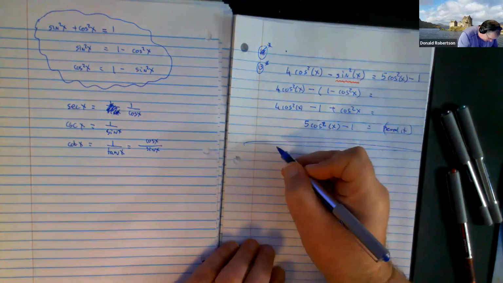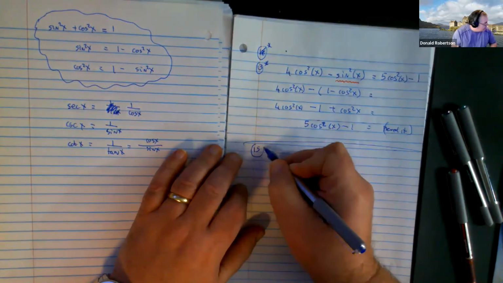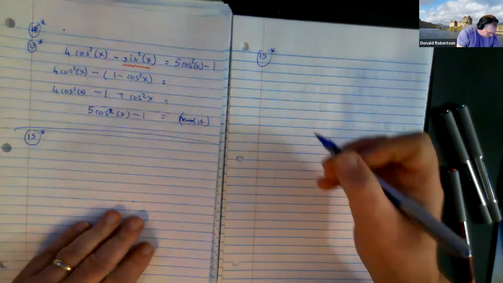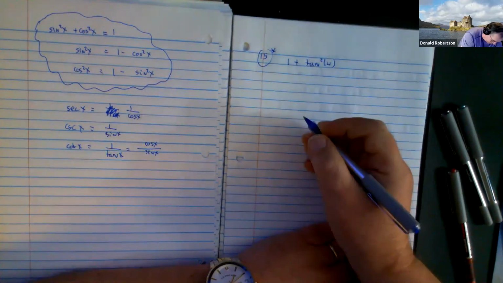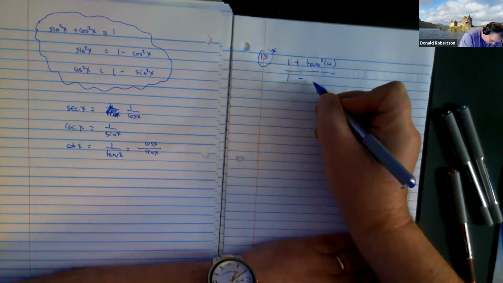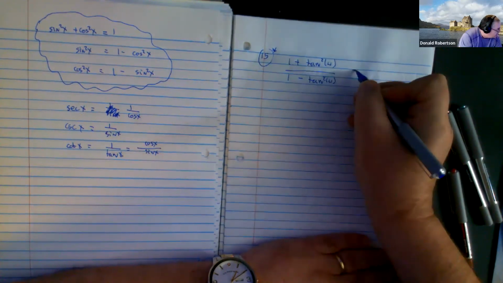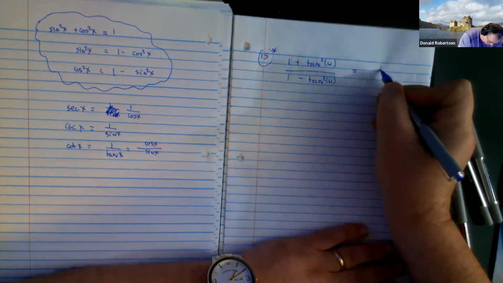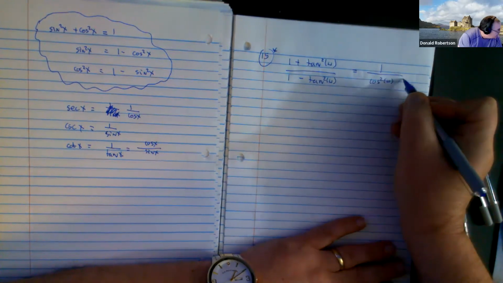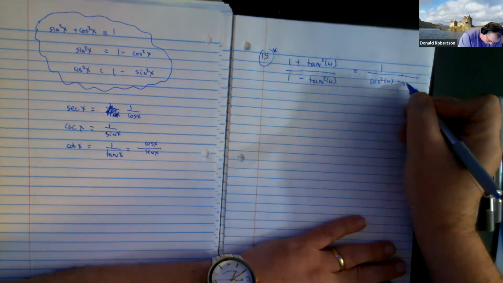This is 15. And it's such an ugly one. I'm going to start it on a new page. We are being asked, this is getting close to the ultimate, difficult version: 1 plus tan squared over 1 take away tan squared. And we're being asked to verify that this is the same thing as 1 over cos squared take away sine squared.